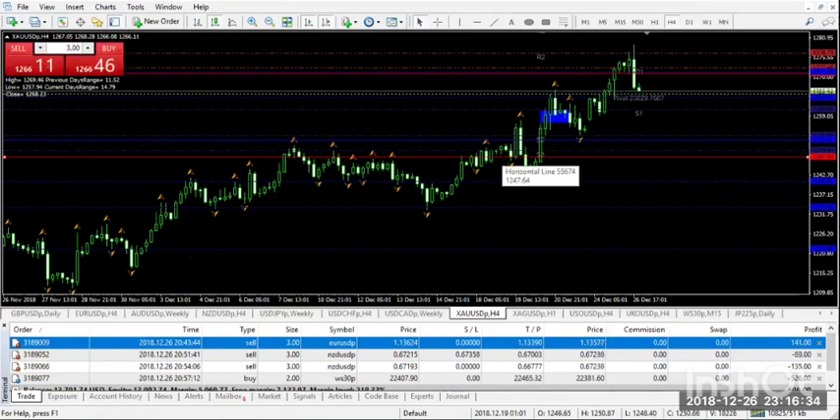Can you see it? Let me go further. I mean these two. No, the one next to it. The small ones. Yes, yes, these ones. So does this count as a swing low?